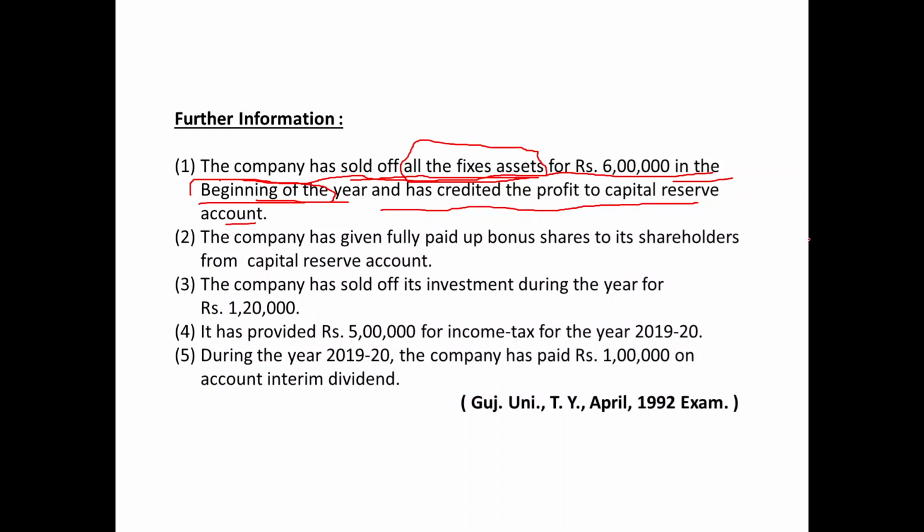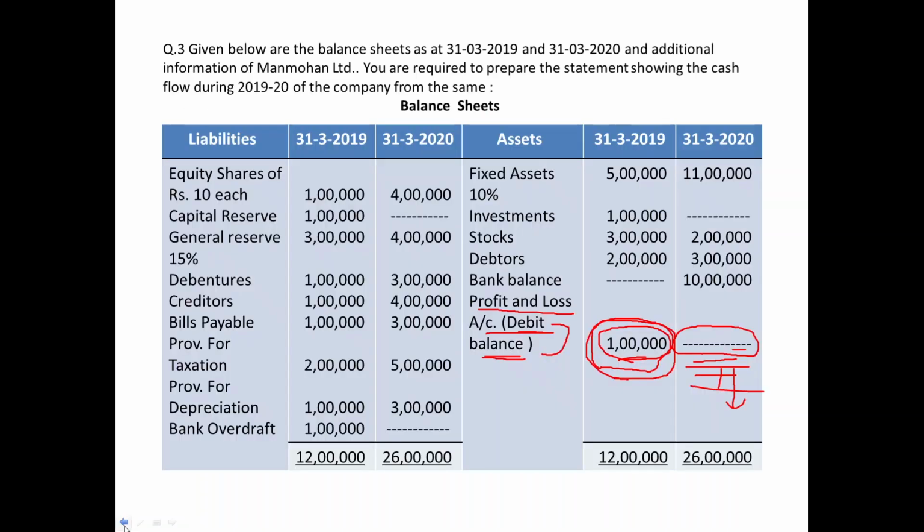Let us verify the balance sheet for the fixed assets. Have a look. On the asset side, fixed assets, opening balance 5 lakhs. As we saw in point number 1, company has sold off all the fixed assets in the beginning of the year. So this is the opening balance that we have to consider in our working note for this point, rupees 5 lakh, and closing balance 11 lakh.